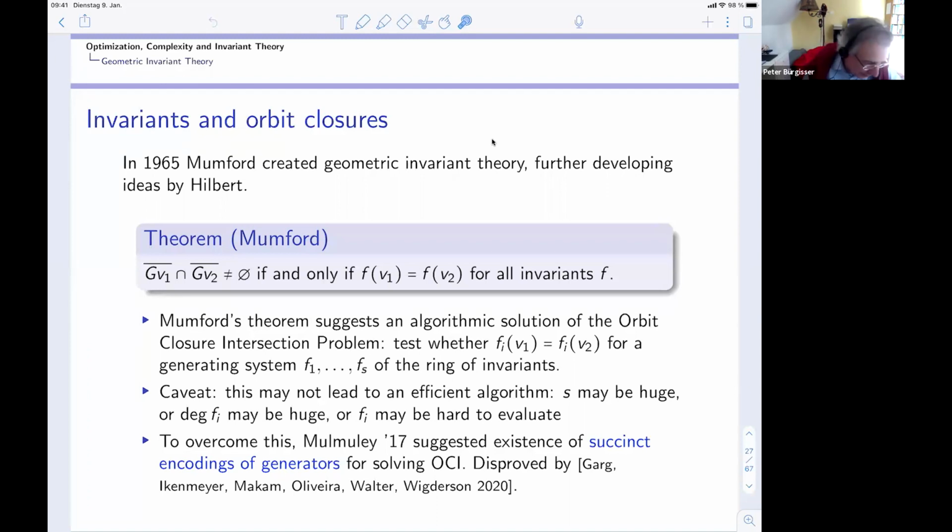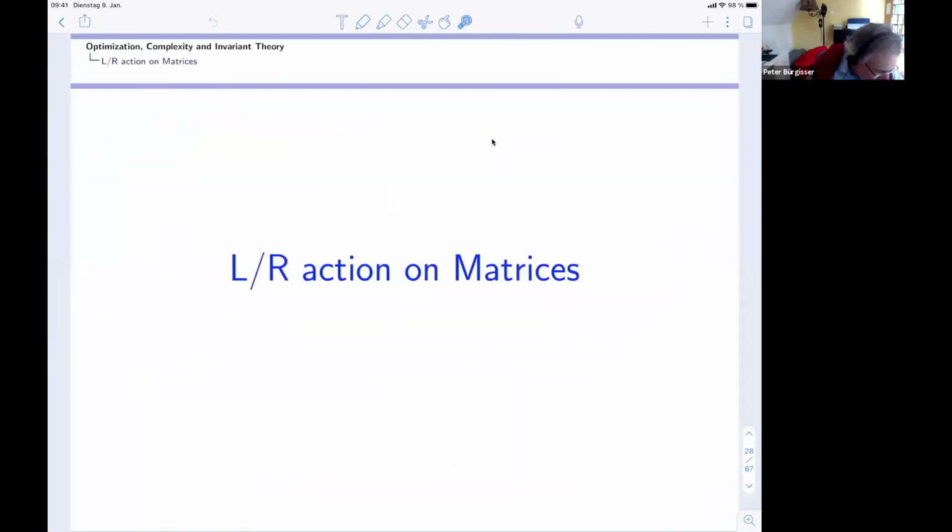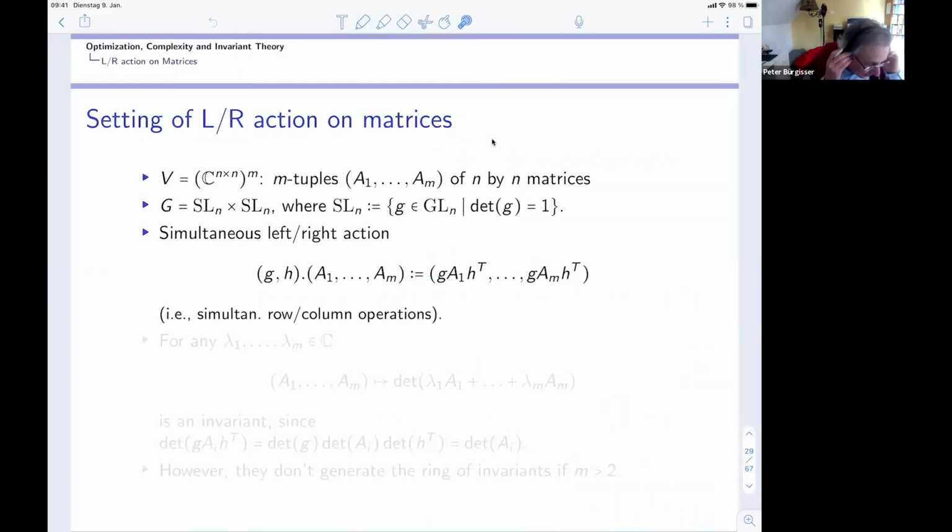How is my time? Okay, more or less okay. So let me now discuss a class of examples that is more involved and already led to very impressive applications for derandomization. It's the left-right action on matrices. Okay, the setting of the left-right action of matrices.